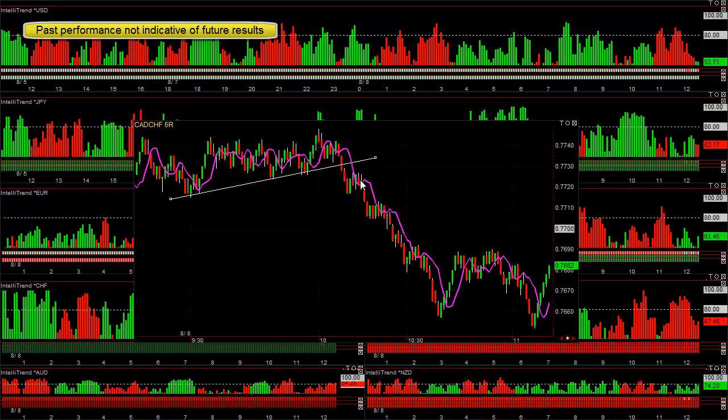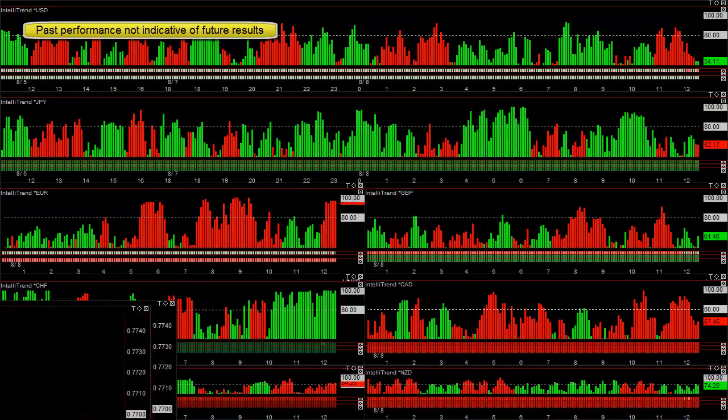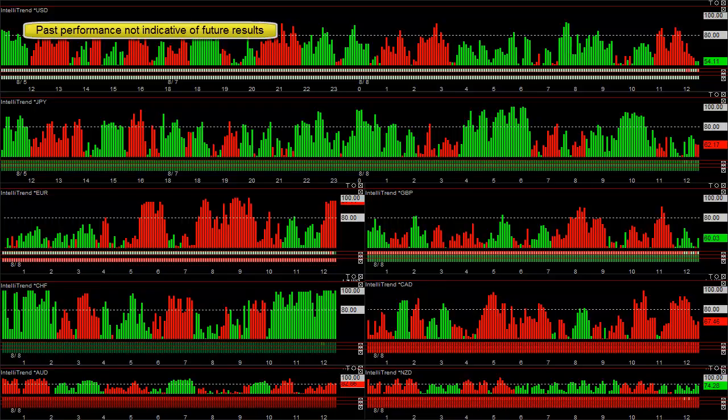Small 10 pip profit, 20 pip profit, 20 pip profit. But you can use this kind of as an entry-exit tool as well. There's a lot of things you can do on range-based bars that do not work very well on minute-based charts.